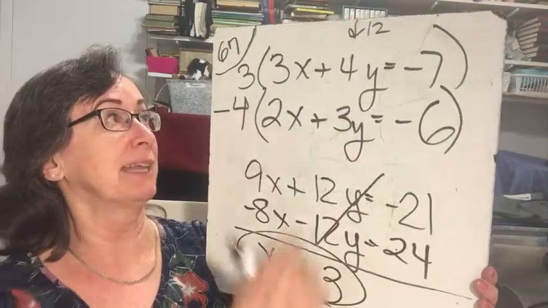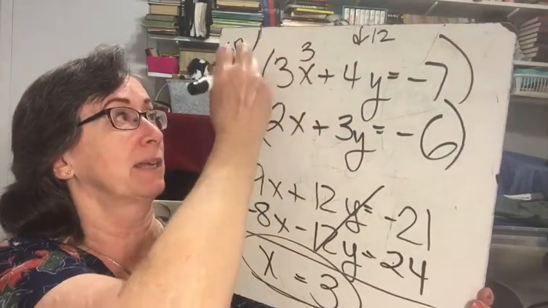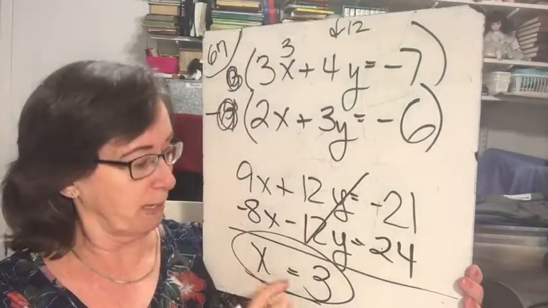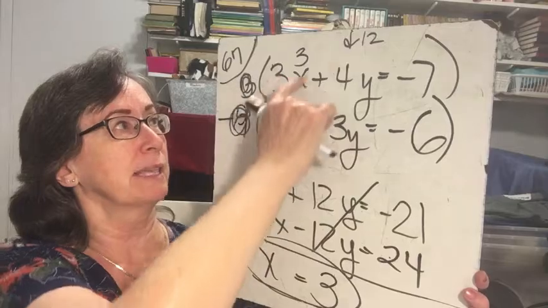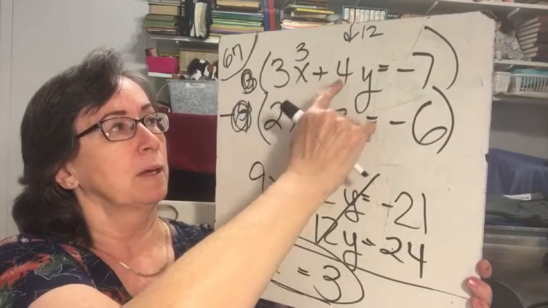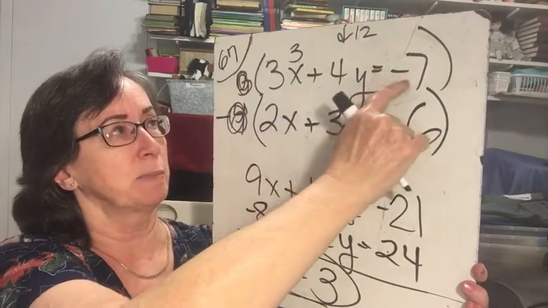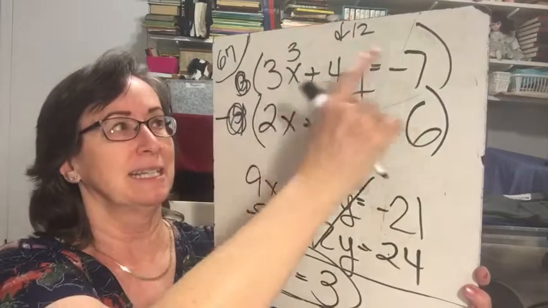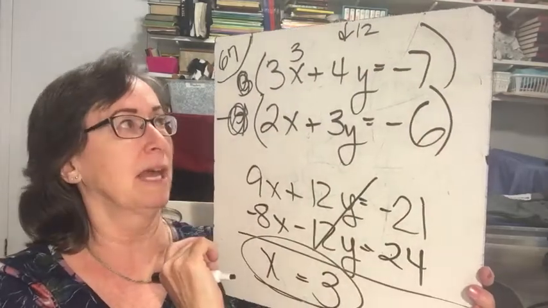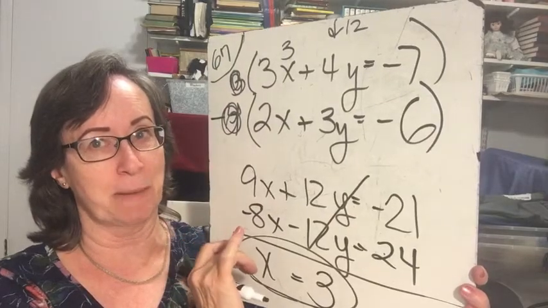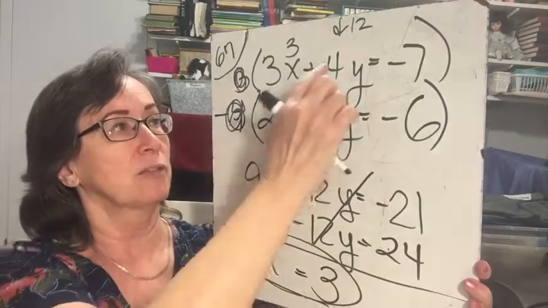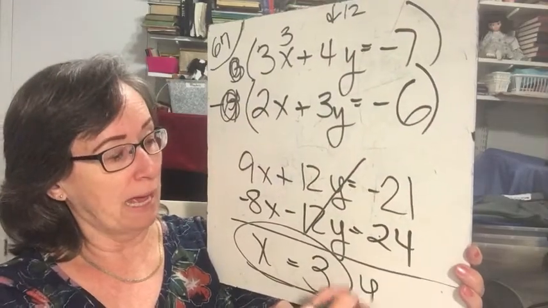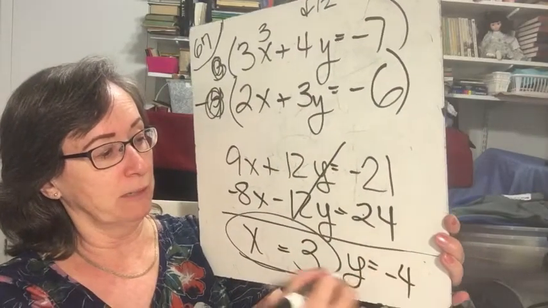So now I'm going to take the x is 3 right there. I'm going to ignore this. I'm going to ignore this. I want to go back to my easiest equation. I plug in a 3. This gives me a 9. Plus something gives me a negative 7. Okay, well, 9 to negative 7. That's 16 steps backwards, isn't it? So 4 times negative 4. So y is negative 4.